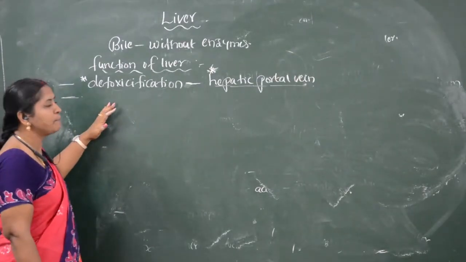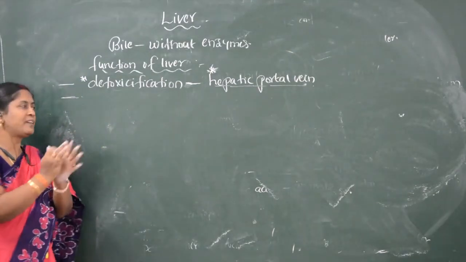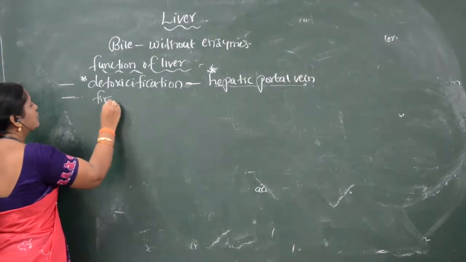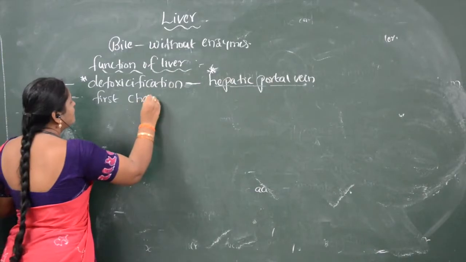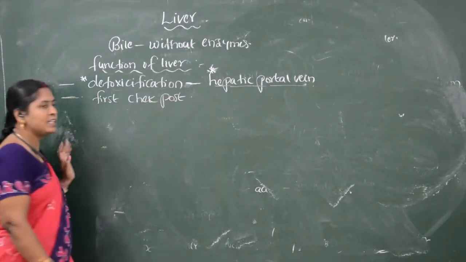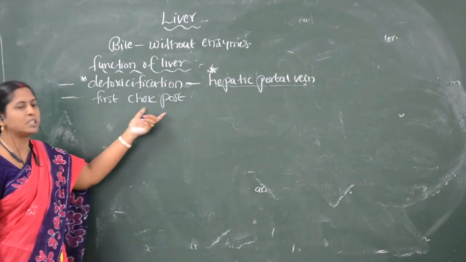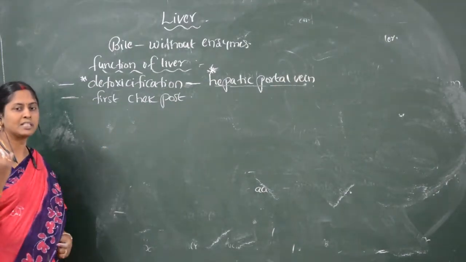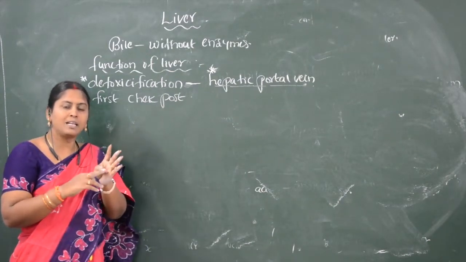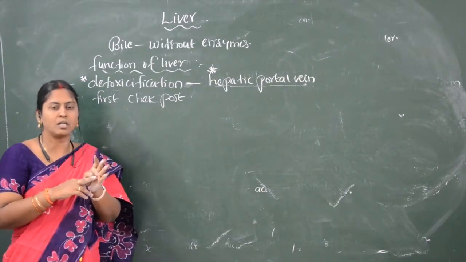While speaking about detoxification, there is another important thing we have to speak about. The liver is called the first check post in the body. Which is the first check post in the body? The liver is known as the first check post in the body. Why do we call the liver the first check post? Not only food particles and water which contain microorganisms.